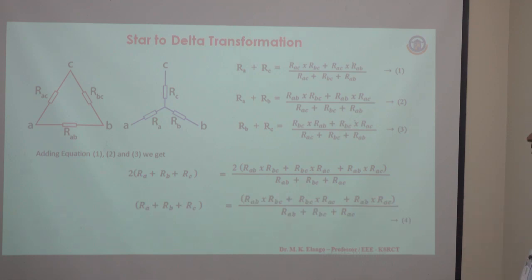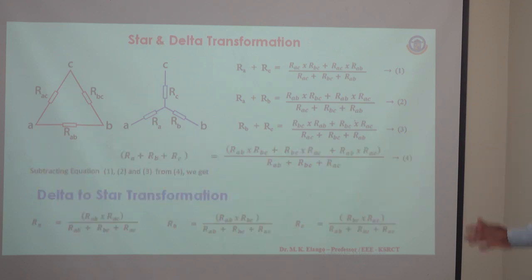From that, on the left hand side and right hand side, the 2 cancels on both sides, and we get equation number 4, that is the summation of the star connected resistances RA plus RB plus RC equal to the products RAB RBC, RBC RAC and RAB RAC, the three combinations, with the same denominator RAB plus RBC plus RAC. This is equation number 4, right?